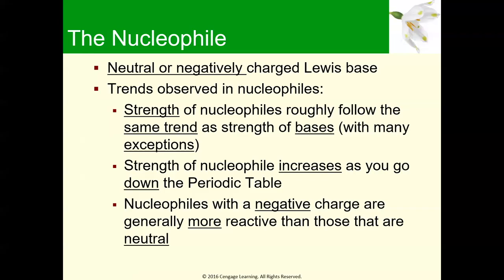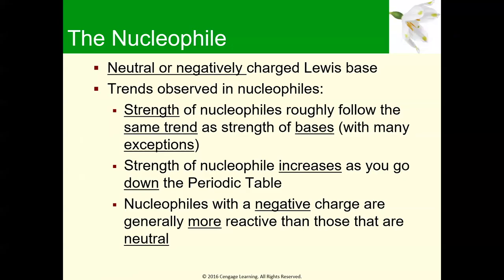Now let's talk about the nucleophile, how it will affect the rate of the SN2 reaction. So the nucleophile is a Lewis base, and therefore it's a pair of electrons looking for something positively charged. So that Lewis base can be either neutral or negatively charged. So the nucleophile is neutral or negatively charged. It's always a Lewis base.